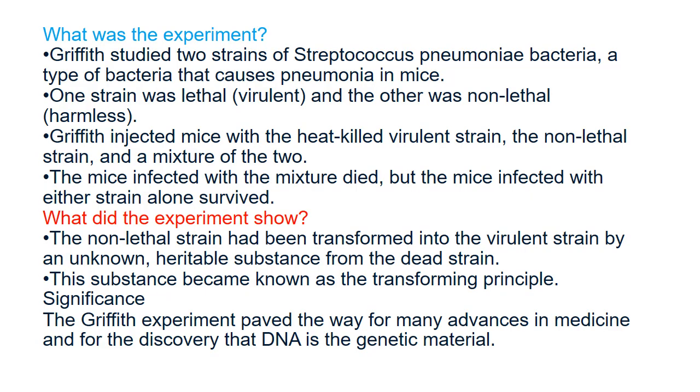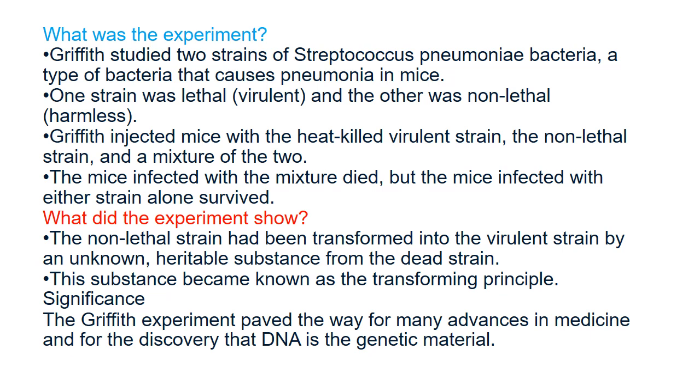So what was the experiment? Griffith studied two strains of Streptococcus pneumoniae bacteria. That bacteria causes pneumonia in mice. So he selected one strain, that is the virulent strain. The other strain is non-lethal. And Griffith injected mice with the heat-killed virulent strain, the non-lethal strain, and a mixture of the two, that is both the non-virulent and virulent strain, to the mice.